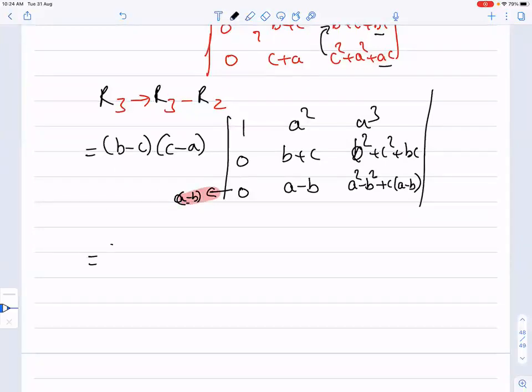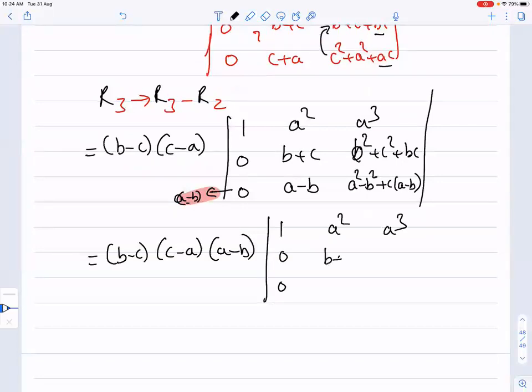Yes. So B minus C, C minus A minus B, they are out. 1 0 0, A square, A cube, B plus C, and this is B square plus C square plus BC, and A minus B is out, so this will become 1. Here A minus B is out, here A plus B will be left out, and here A minus B is out, so C will be left out. Plus, any doubt, students? Now apply, now expand.